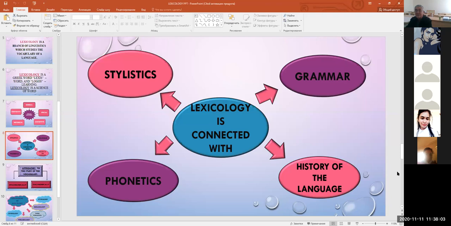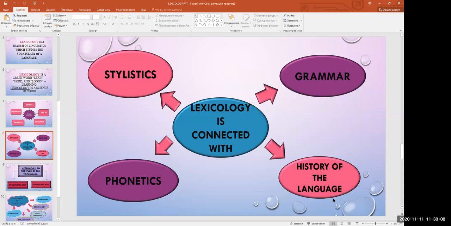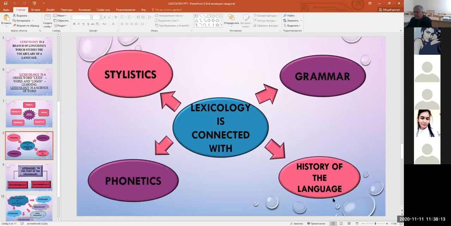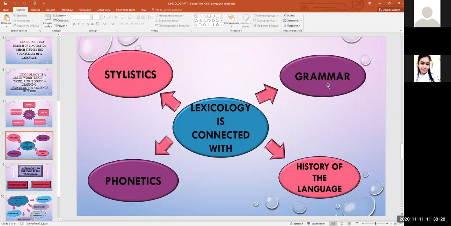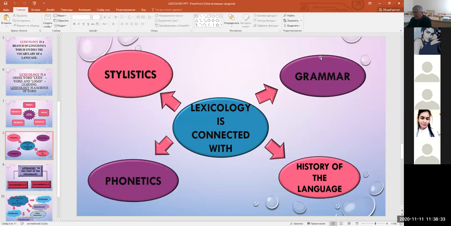Lexicology is closely linked with the history of the language. In examining the word information in terms of its historical development, we establish that it is of French origin and study the change in its semantic and morphological structures. If we don't know the history of the language, it will be very difficult to establish different changes in the meaning and form of the words which have undergone in the course of historical development of the language.